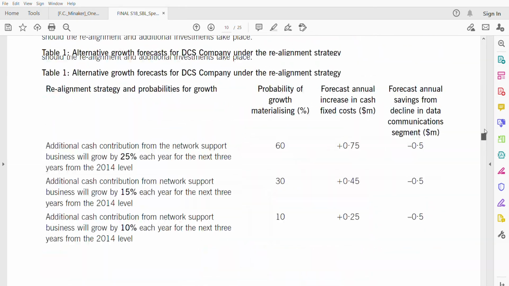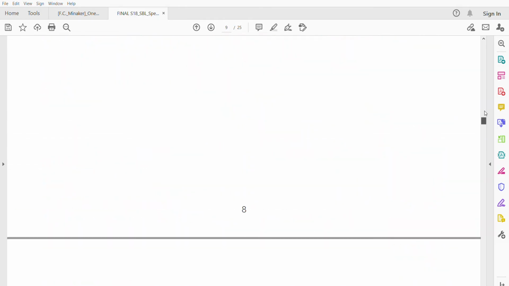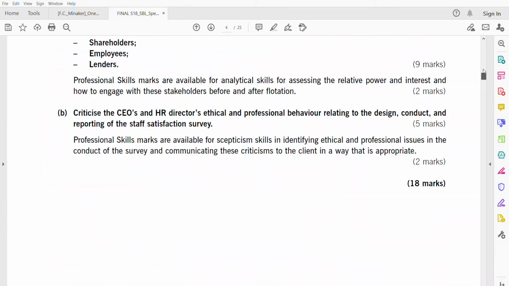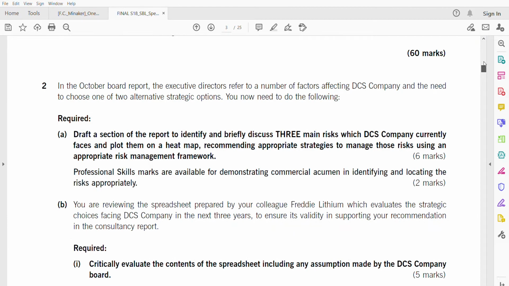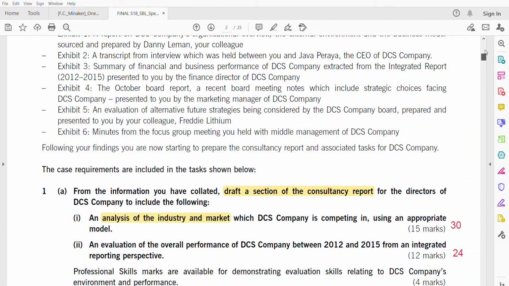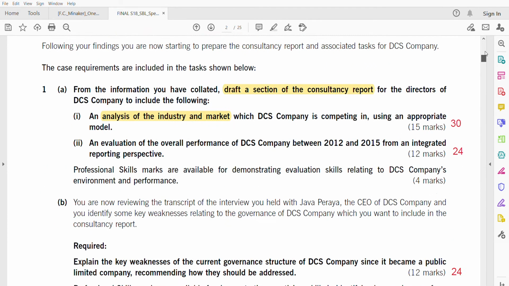I will show you how they have got the introduction. You don't have to think too much to write the introduction. You will get it from here itself. Let me go to requirement 1. Just see here. Analysis of industry and market. I've highlighted in yellow. From the words itself, you can pick out. See, analysis of industry and market which DCS companies are competing in, using an appropriate model.